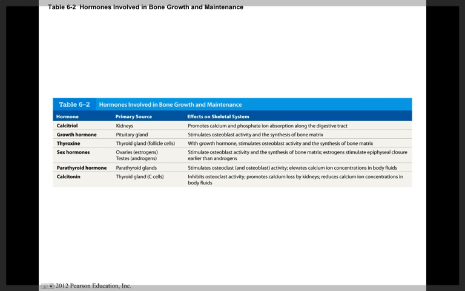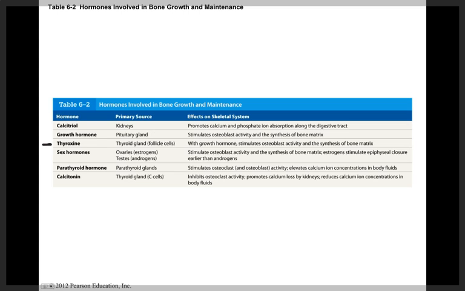There are other things such as hormones and nutritional aspects that affect bone growth as well, and we're going to talk about those briefly. Calcitriol is a hormone that's produced by the kidneys. It is going to cause calcium and phosphate to be absorbed in the digestive tract. Another hormone is the growth hormone. This is secreted by a gland close to the brain called the pituitary gland, and this is going to stimulate osteoblasts. Then we get new bone growth, and so growth hormone is very important in puberty.